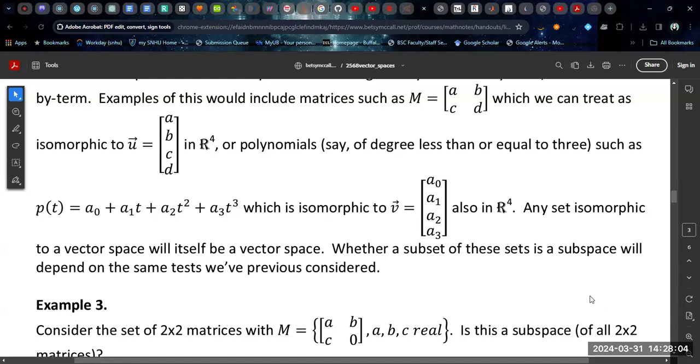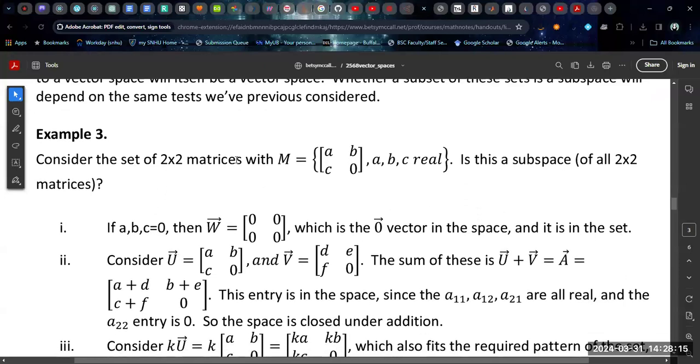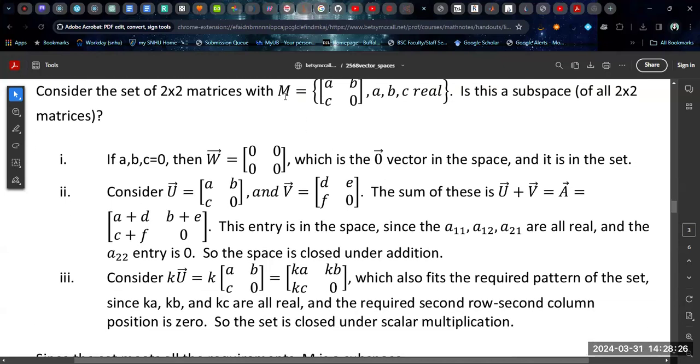And so then again, we're left with, if we have a subset of that space, can we determine if it's a subspace or not? So consider the set of 2 by 2 matrices, A, B, C, 0, where A, B, C are real. Is this a subspace? Again, we're assuming that all 2 by 2 matrices with all real components are, in fact, a vector space. So then we just have these three conditions to check.